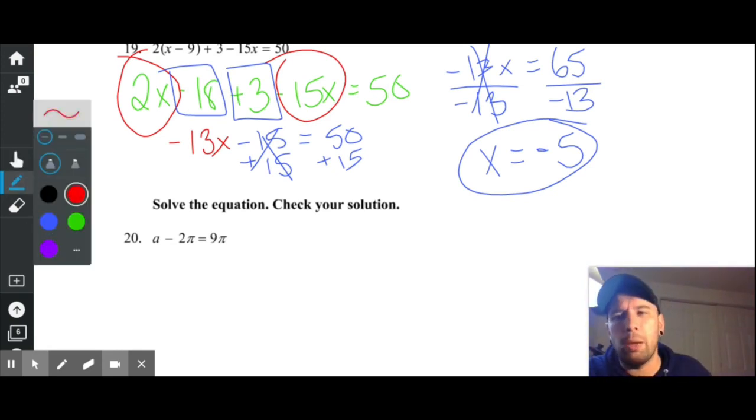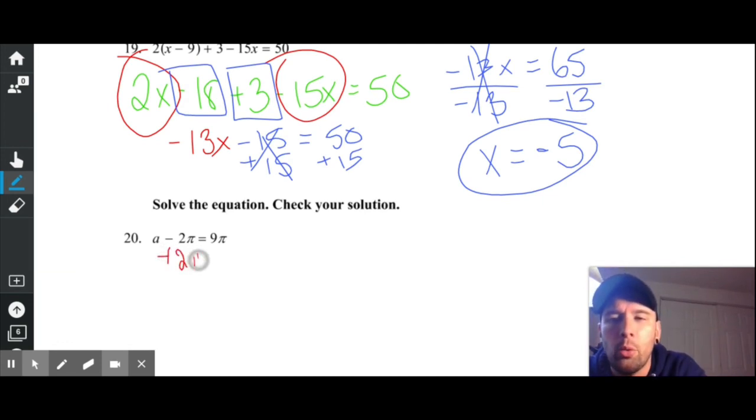Now, this problem looks bad, but it's not. I have a minus 2 pi. A is not by itself because negative 2 pi is in the way. How do I get rid of a negative 2 pi? Well, you add 2 pi, of course. Add 2 pi to both sides. On the right side, I have 9 pi plus 2 pi.